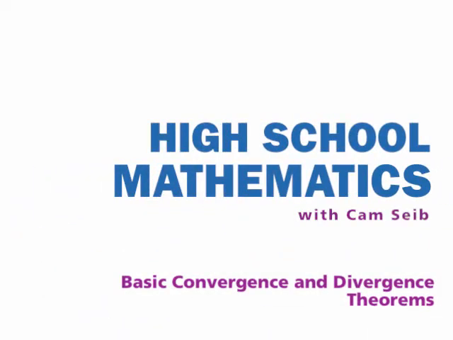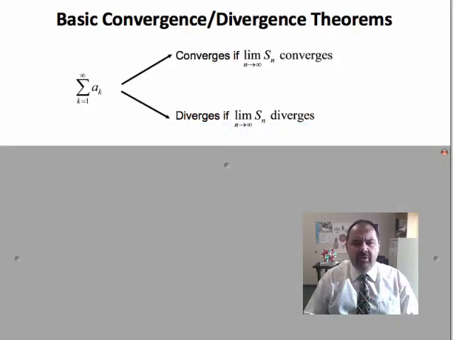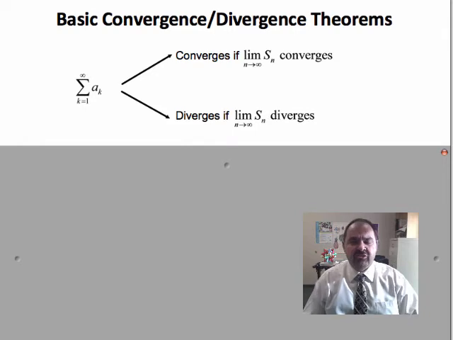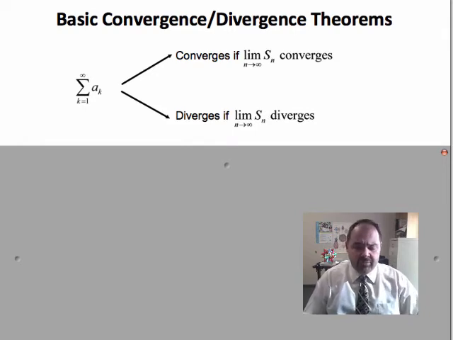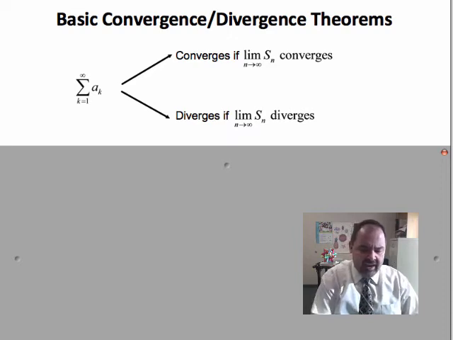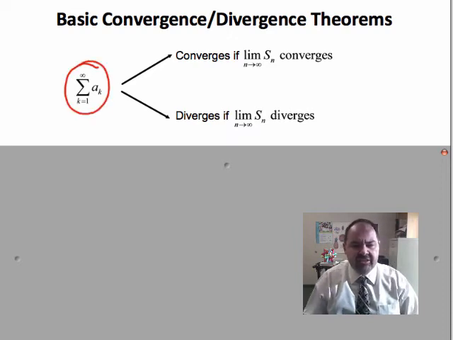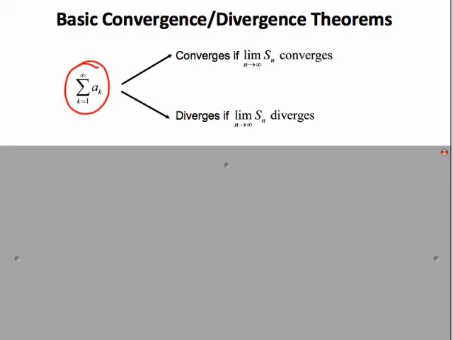In our study of series, we've been looking at geometric, harmonic, and telescoping series and whether they converge or diverge, and under what conditions that happens. And remember that our whole concept of whether an infinite series converges or diverges is based on whether the limit of partial sums converges or diverges.